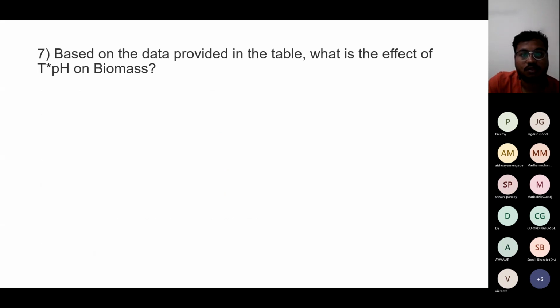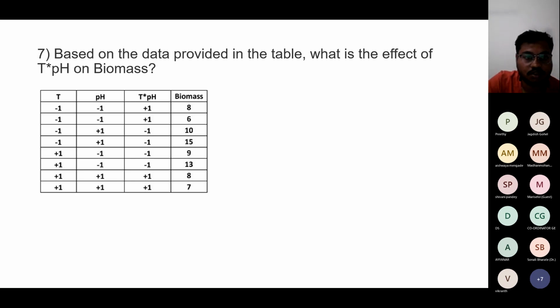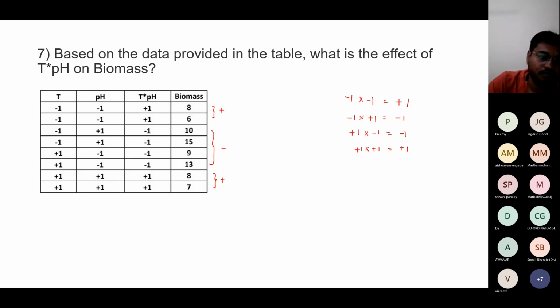Yeah. So here we are looking at the secondary factors, so interaction terms. Based on the data provided, what is the effect of temperature into pH on biomass? Here we are multiplying the values for temperature and pH. So -1 into -1 will be +1. Similarly, -1 into +1 will be -1. +1 into -1 will be -1, and +1 into +1 will be +1. So we are creating a new column called temperature into pH. Basically, we are just multiplying these two values to get +1 and -1.